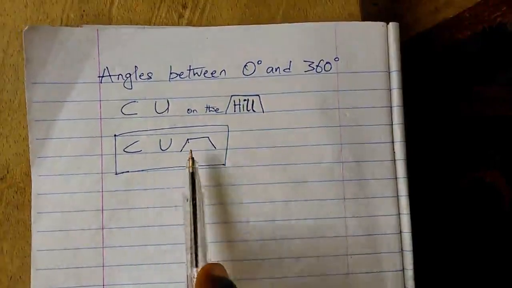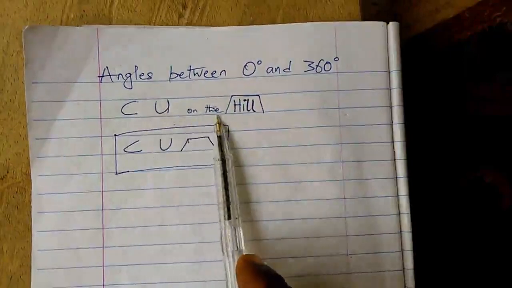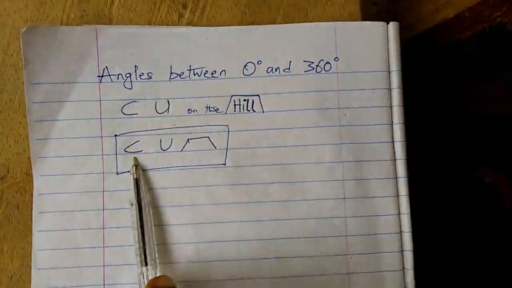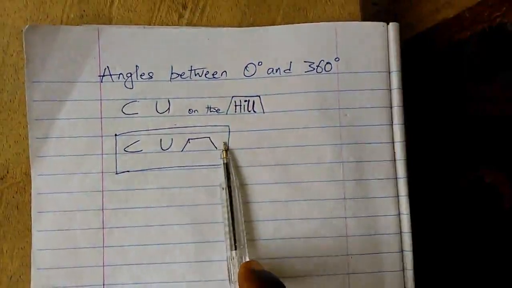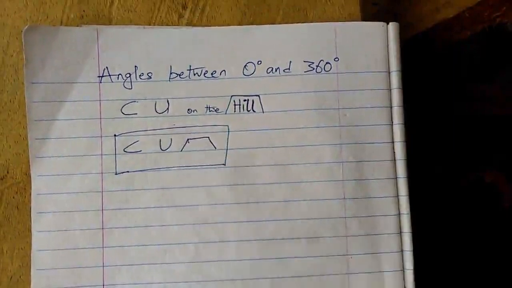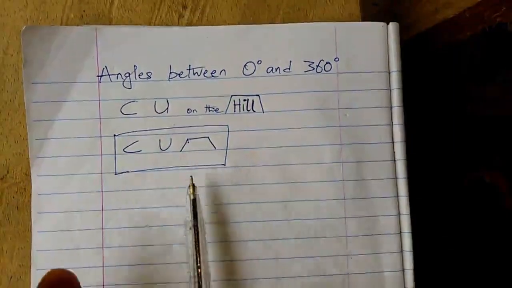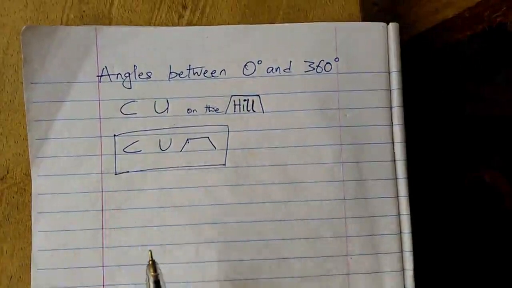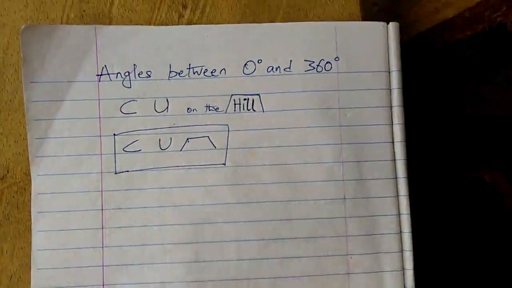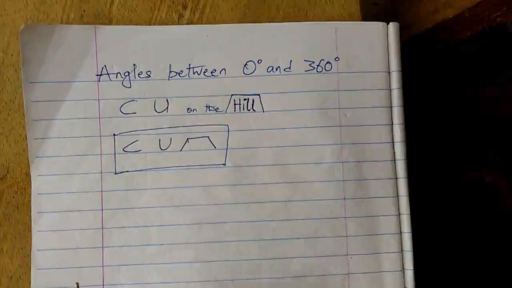See you on the hill. See you on the hill. See you. Then this pattern that looks like you. These three elements help me to be able to solve any angle between 0 and 360.